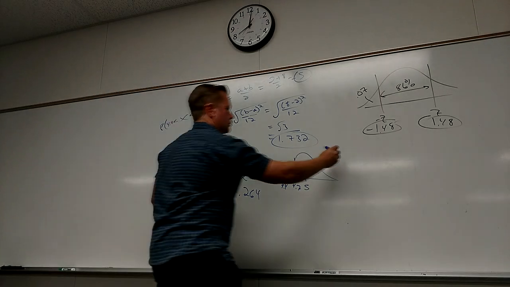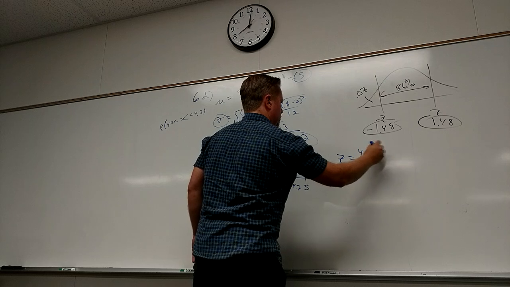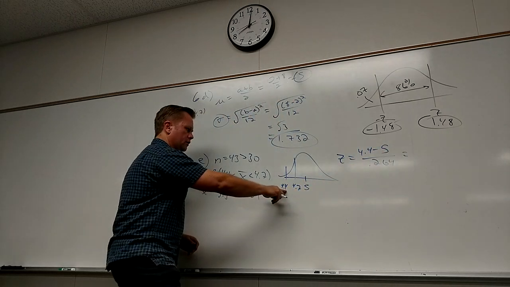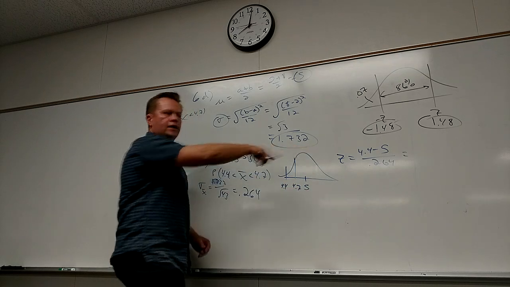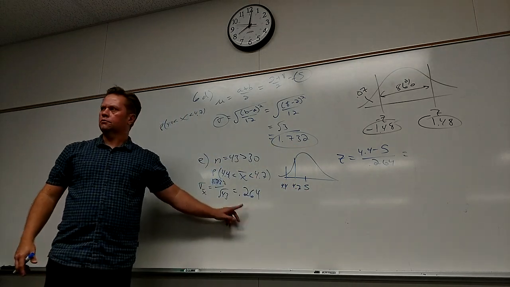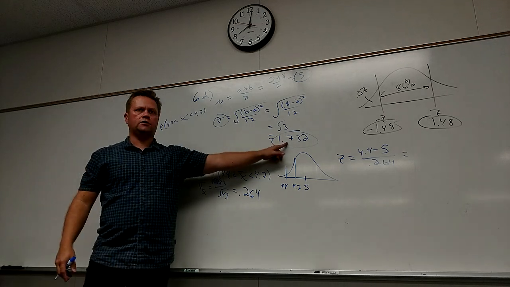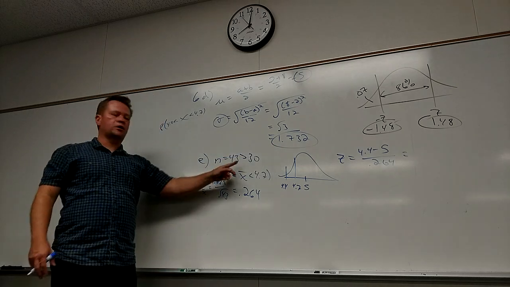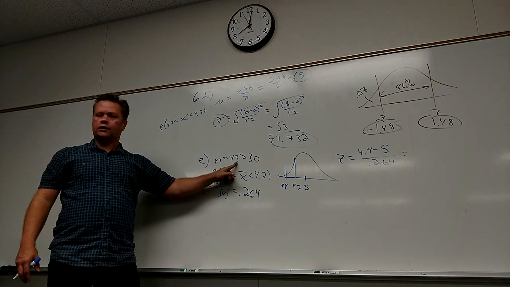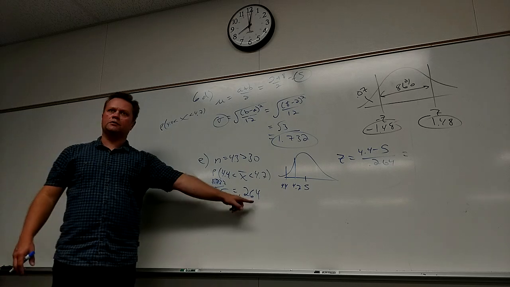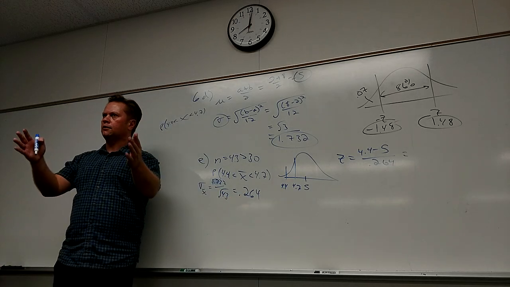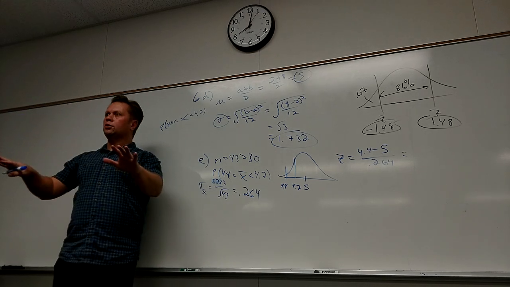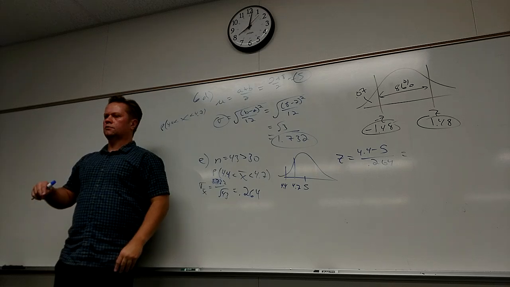If I want to make both of these into z-scores, I take 4.4 minus the mean, divided by the standard deviation. Why can't I use this standard deviation? Because it only works for individuals. On part E, I'm talking about groups of 43, so I need the standard deviation that works for groups of 43. If you look at it like that, which is the right way, you'll remember to do it, because it just makes sense.